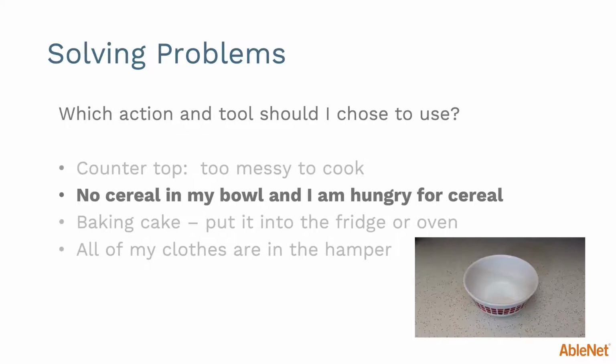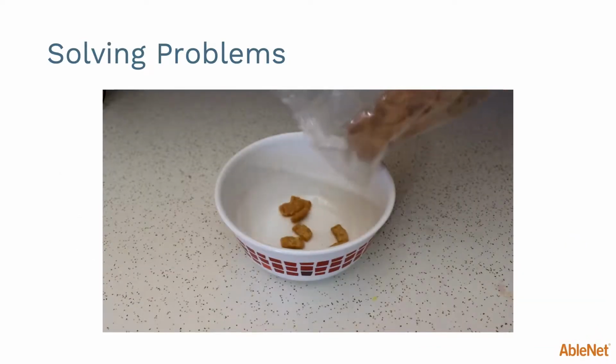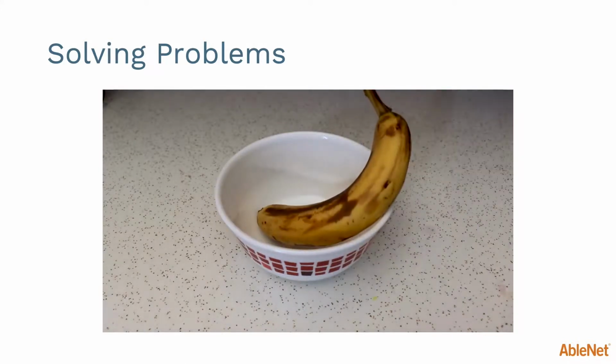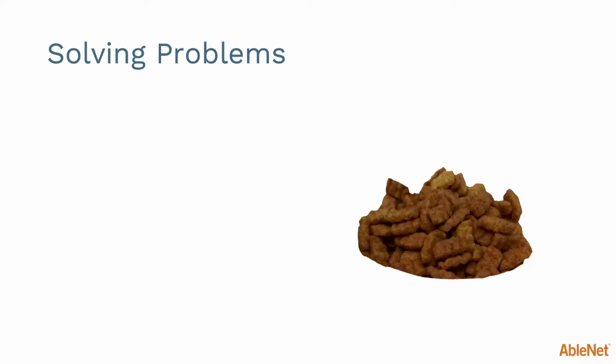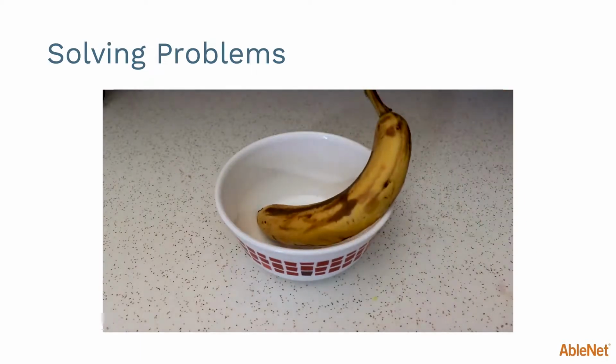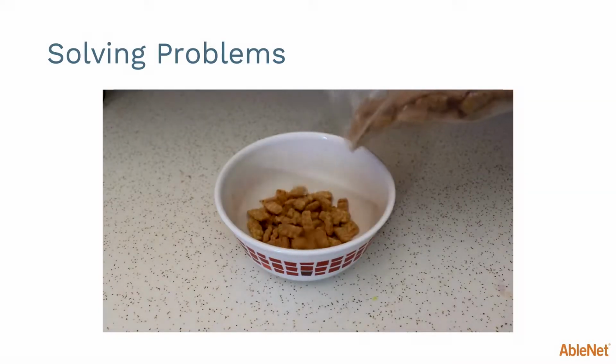In this example, I am hungry for cereal, but my bowl is empty. What should I do? I can put cereal in my bowl, or I can put a banana in my bowl. Ask your child, what should I do? Put cereal in my bowl or put a banana in my bowl? Let me think. When I put a banana in the bowl, I still do not have cereal, and that is what I really want to eat. But when I pour cereal in my bowl, I can eat cereal like I want.